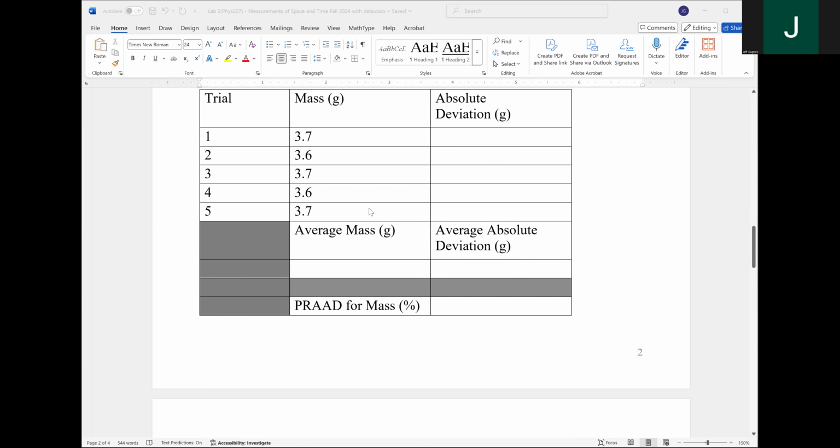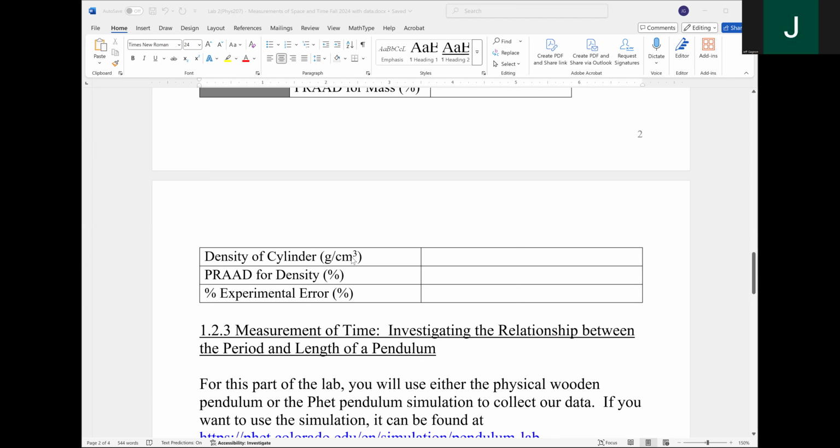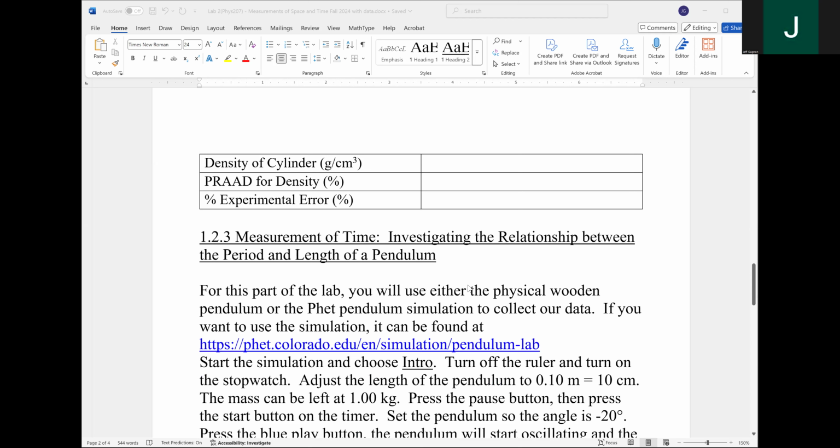Okay, so again, find the average mass, find the PRAD for mass. Make sure you show me the calculation for the PRAD for mass. Then the last part of question 11 is to calculate your density. This is your experimental density. And then we're going to find the PRAD for density, and then we're going to compute the percent experimental error. We're going to compare our value to the gold standard for the density of aluminum. So again, let me jump back on the iPad and show you how these 3 calculations work.